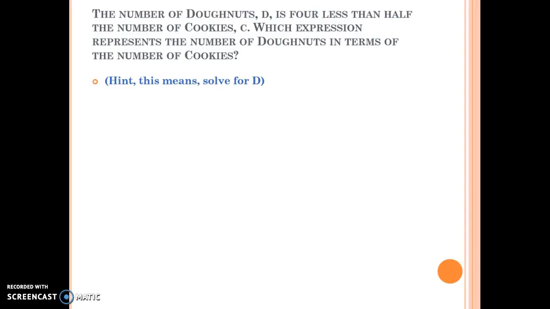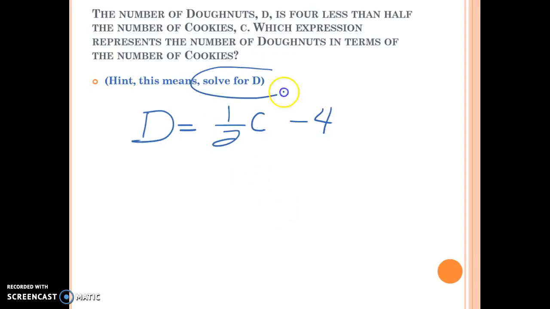All right, you'll be faced with something like this. You'll need to translate. We're told that the number of donuts D is equal to 4 less than half the number of cookies C. Half of the number of cookies, 1/2 times C minus 4. We have solved this for D.